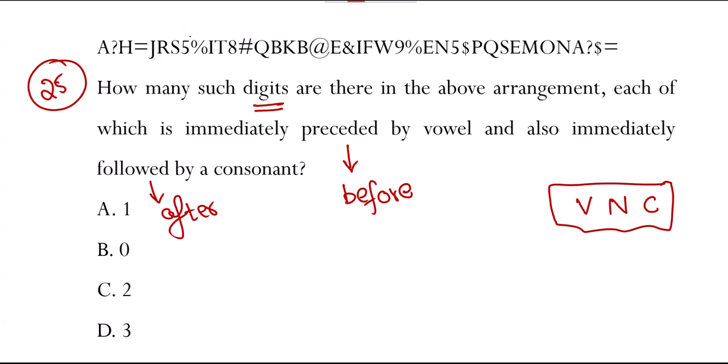So first go for the number. Number before vowel is there? No. Number before vowel? No. Number before vowel? No. Immediately before? No. Number before vowel? No. So 0 is the answer.